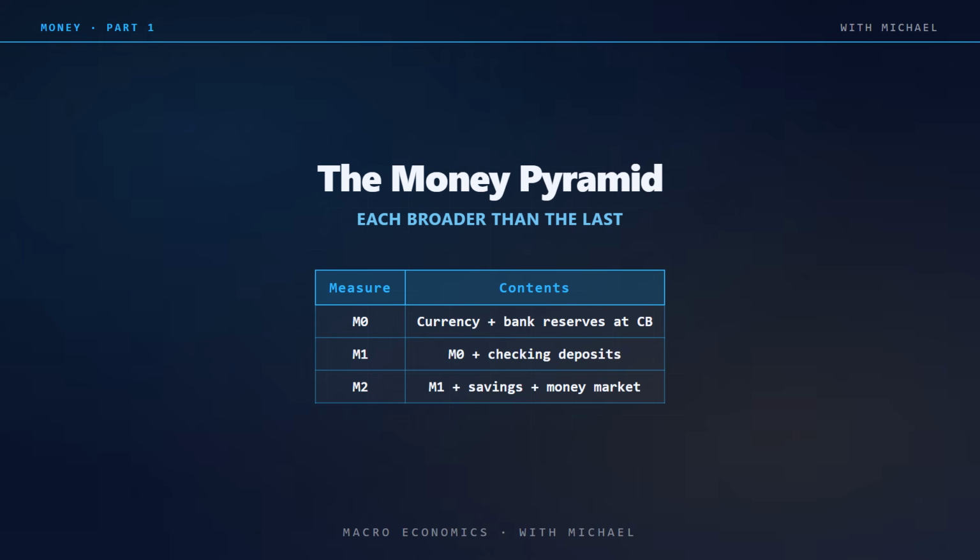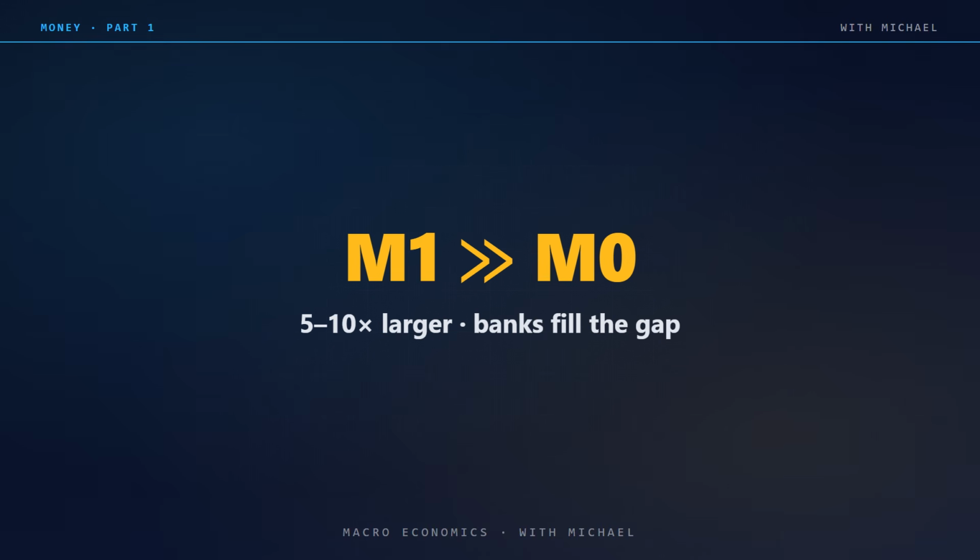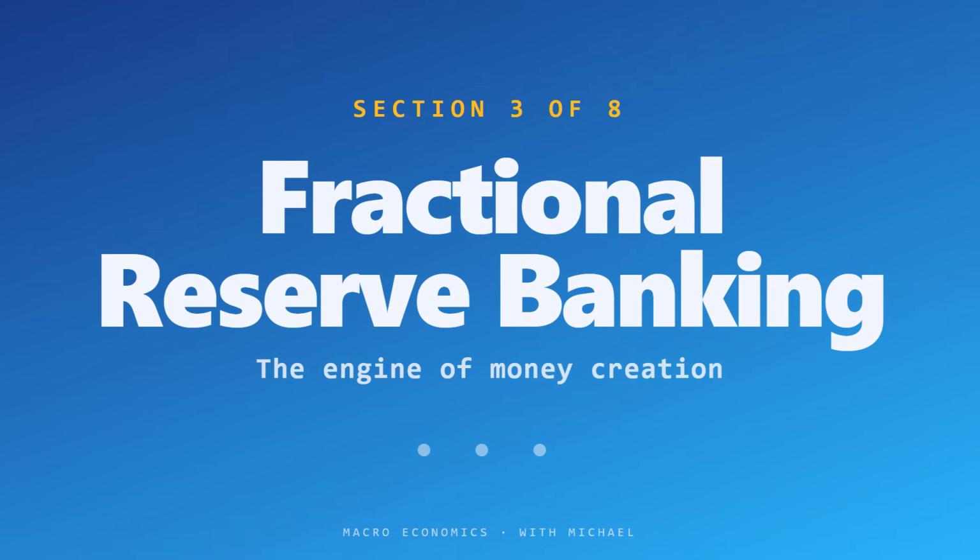For most macro purposes, M1 is the working definition of the money supply, because it captures everything you can actually spend right now. The crucial insight is that M1 is many times larger than M0, typically 5 to 10 times larger. The gap between the small monetary base and the much larger money supply is created entirely by commercial banks, through the lending process we are about to dissect. Section 3. Fractional reserve banking, the foundation of modern money.